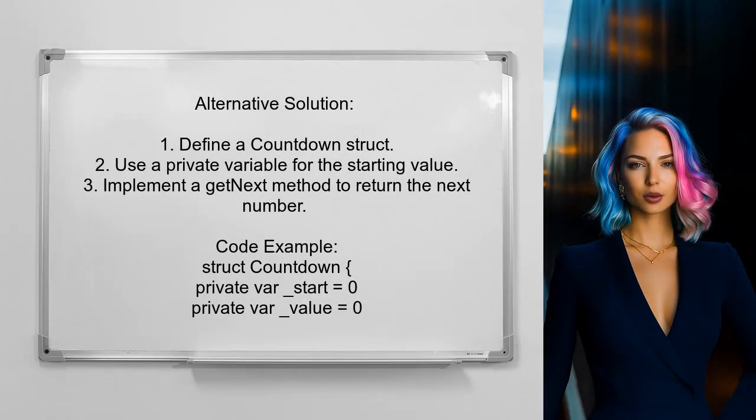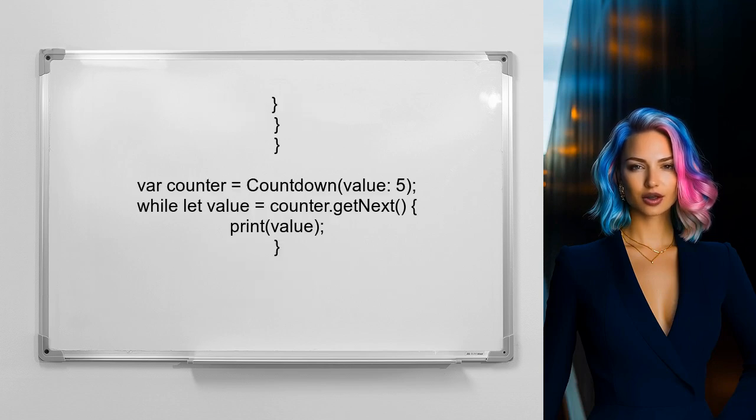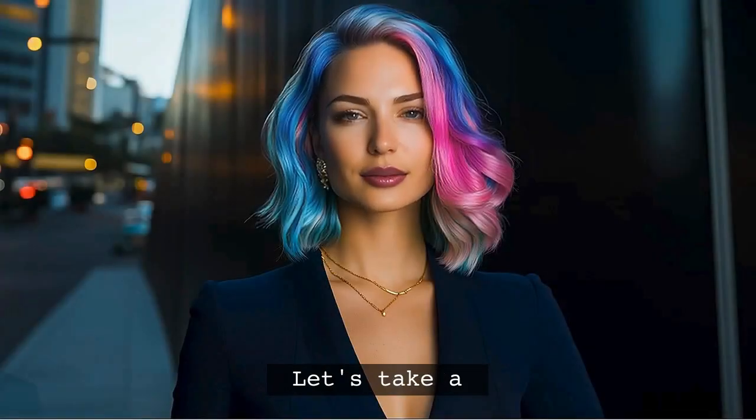An alternative approach to creating a generator in Swift involves defining a countdown struct. This struct maintains a starting value and a current value. You can use a method called getNext to retrieve the next number in the sequence without storing intermediate results. That's it for that answer. Let's take a look at another one.